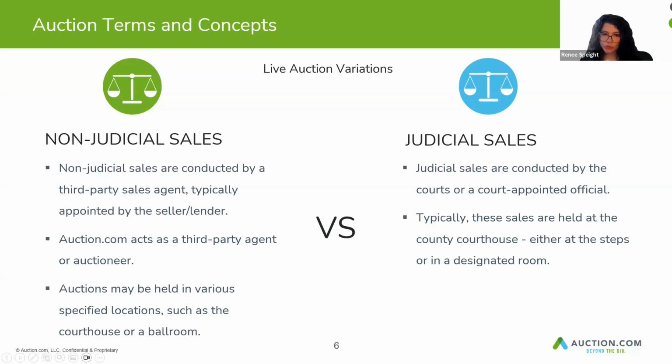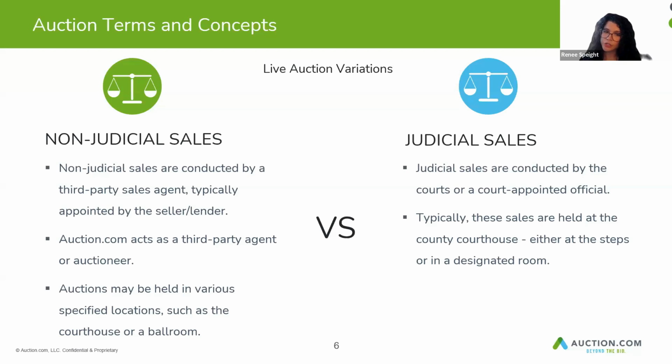Now let's dive into the two main types of foreclosure auctions. We've got non-judicial sales, and we've got judicial sales. It's important to understand the differences between these processes, as they're going to affect how and where auctions are held. Non-judicial sales are conducted by a third-party agent, usually appointed by the seller or the lender, and auction.com often acts as the third-party agent or auctioneer in these types of sales. These auctions can take place in various specified locations like courthouses or even ballrooms, depending on the state's regulations.